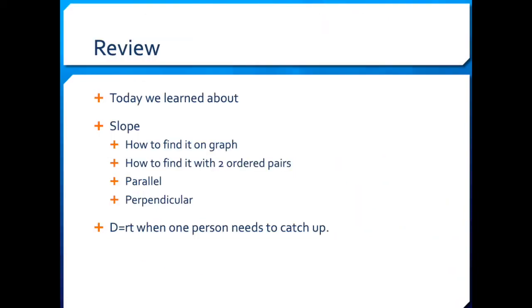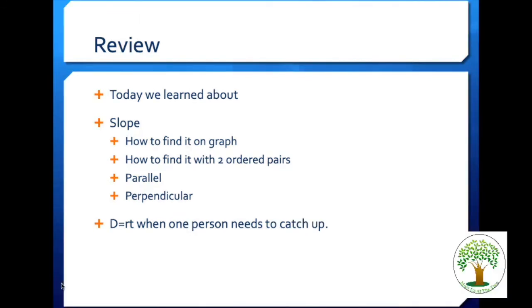All right, this is what we did in this lesson. We learned about slope. We learned how to find it on a graph. We learned how to find it with two ordered pairs. We also found relationships when lines are parallel and when they are perpendicular. And then we talked about distance equals rate times time when one person needs to catch up with another. We added a new twist to our distance and rate.